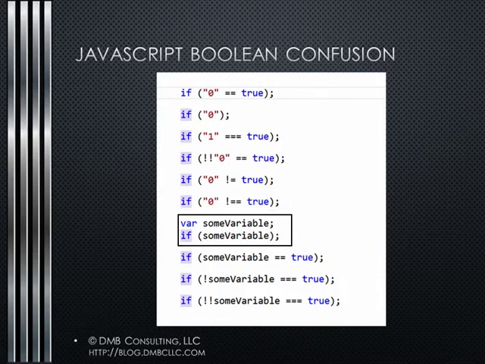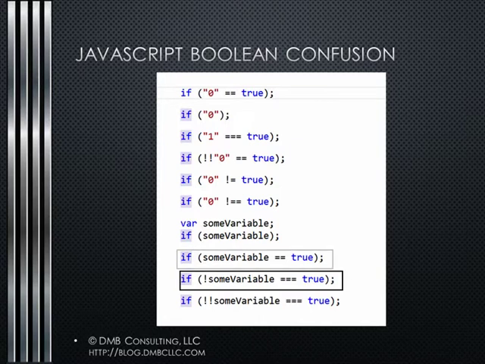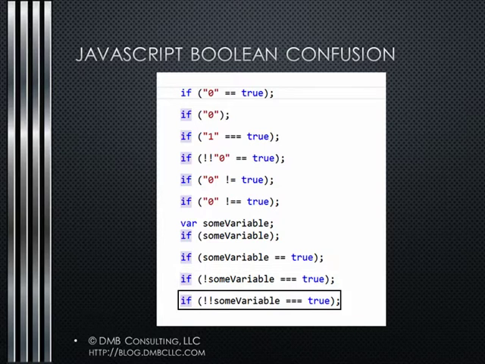Given some variable that has been left undefined: if some variable. If some variable double equals true. If not some variable triple equals true. And if double not some variable triple equals true.